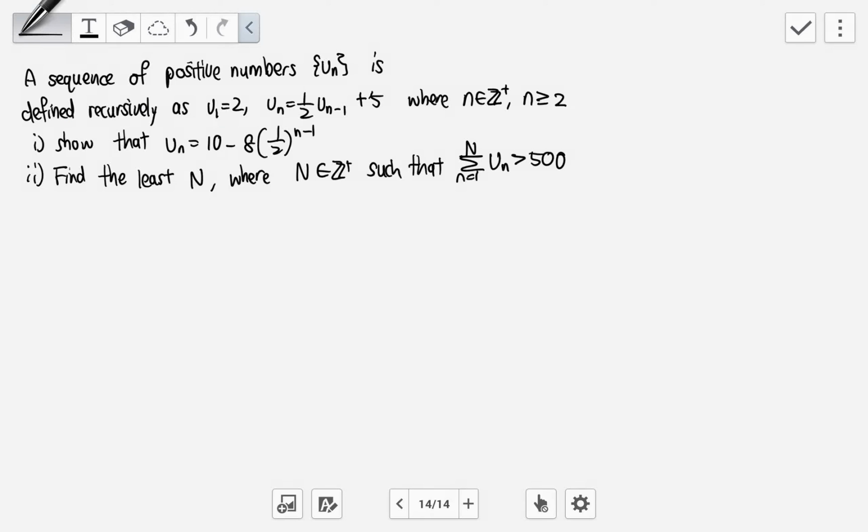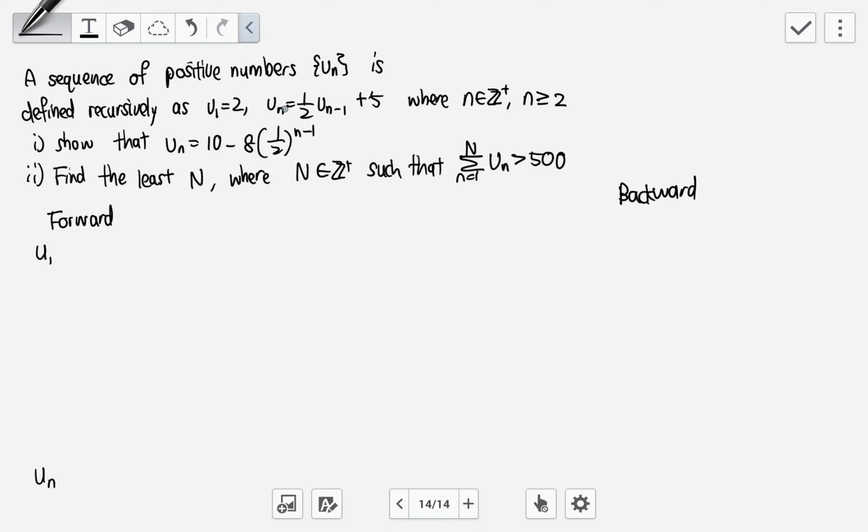For this question, I'm going to use both the forward substitution method and the backward substitution method to solve part 1 of the question. The forward substitution method is always you starting from the defined number. A sequence of positive numbers un is defined recursively, and the first defined number in the sequence is u1. So from here you get u1, and after that you go on until you get un. So that you can express it in this way.